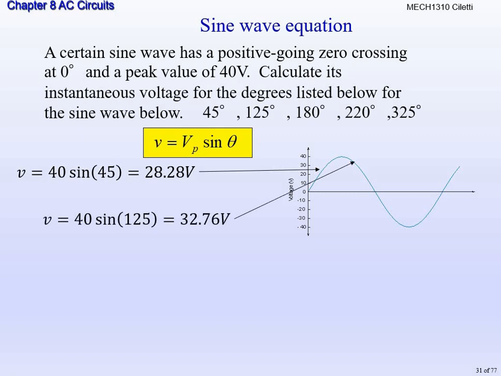So this one's the 40 sine of 125. Okay, I tried to get the arrow there as exact as I could, we're at 32.76 volts.